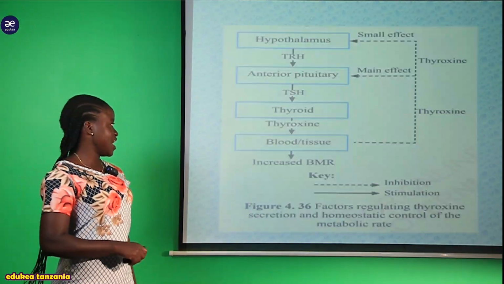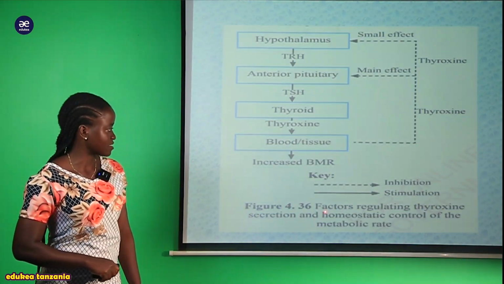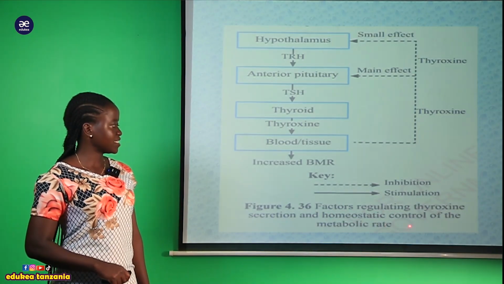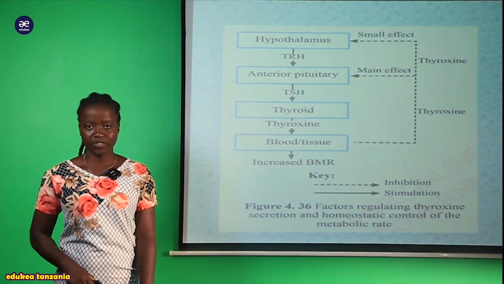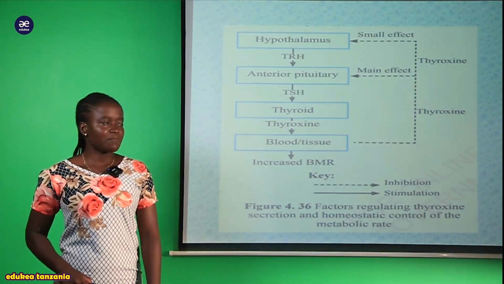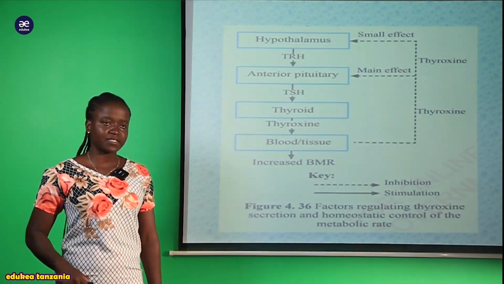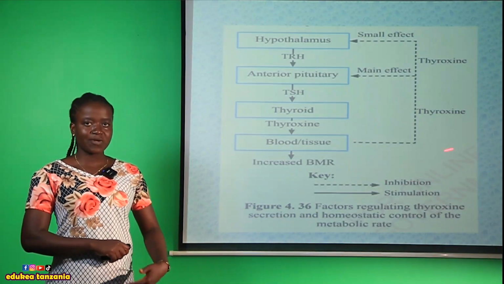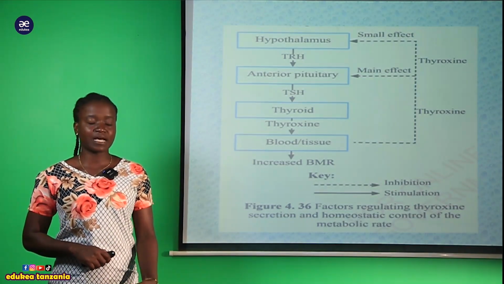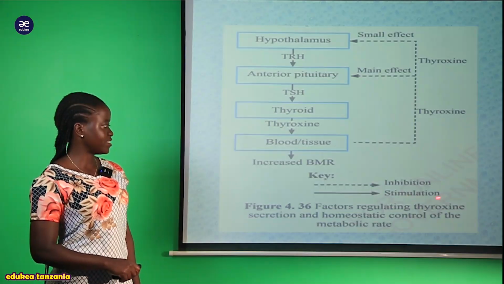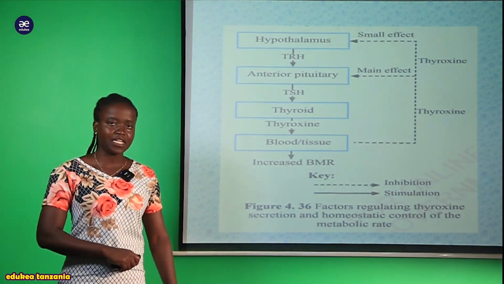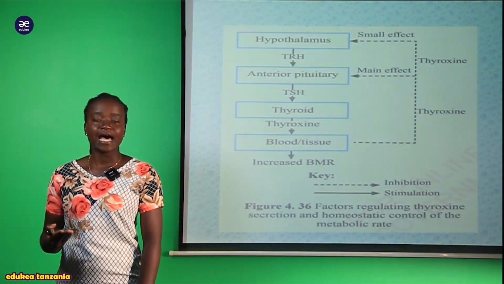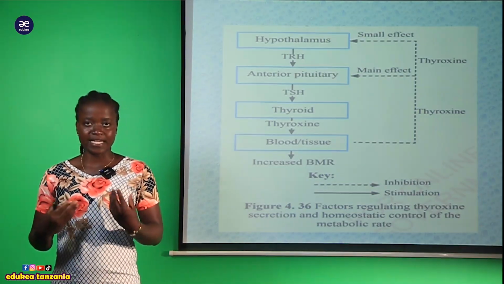As you can see, this is our figure 4.36 that explains the factors regulating thyroxine secretion and the homeostatic control of the metabolic rate. Here we have a key. The dashed line means inhibition, inazuia production ya kitu. Lakini tukiongelea stimulation, kwa maana kwamba hii full line inamaanisha stimulation, hicho kitu kinaendelea kuzalishwa ndani ya miili.